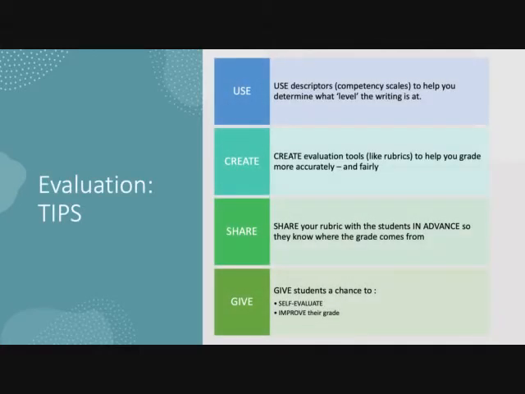Finally, just to finish off, we're going to do some tips. So when you're evaluating, make sure, number one, that you use descriptors, so competency scales, to help you determine what level the writing is at. The descriptors, competency scales, are there for a reason, to help people be really consistent. So start with those, use them. The next thing is to create evaluation tools like rubrics. Not only will this help you grade more accurately, it'll help you grade more fairly.